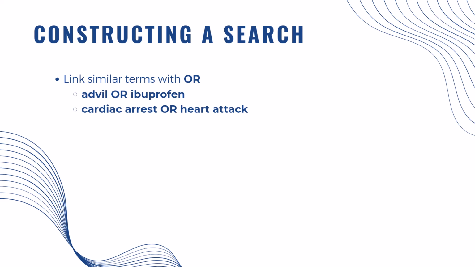So to start building a search, you need to identify the concepts you want to search and start linking your similar terms together with or. You always start with or. So in this case, if I'm interested in Advil and whether someone who is at high risk for heart attack or cardiac arrest should be taking Advil or the impacts of it, then I would be looking for terms related to Advil or ibuprofen, because they are related terms, or cardiac arrest, or heart attack.